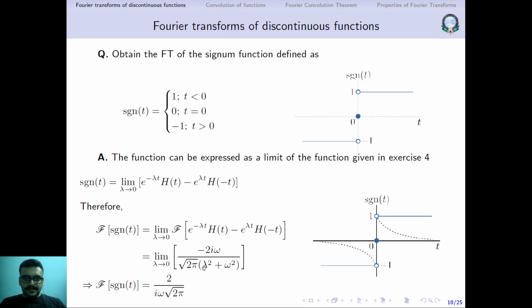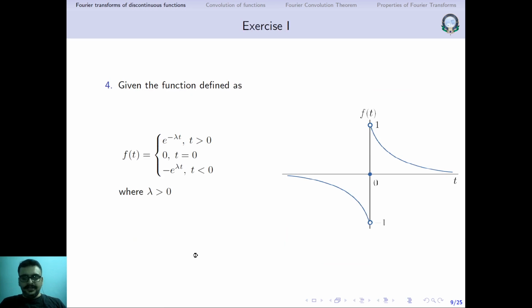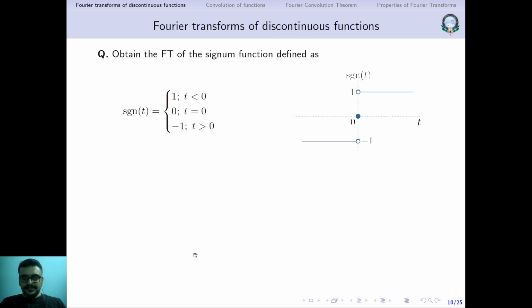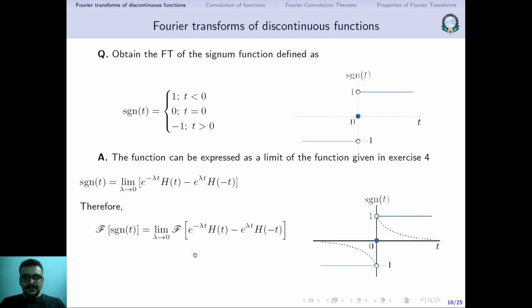The moment we do that, there will be omega square here, so one omega will get cancelled, and that will give us the Fourier transform of the Signum function as 2 divided by i omega root over 2 pi. So this is the Fourier transform of the Signum function. We have obtained this using some other function. This is fairly common in Fourier transforms, and it's not just Fourier transforms. In integral transforms, we use existing results to obtain other results in a much simpler way. So this gives us the Fourier transform of the Signum function.